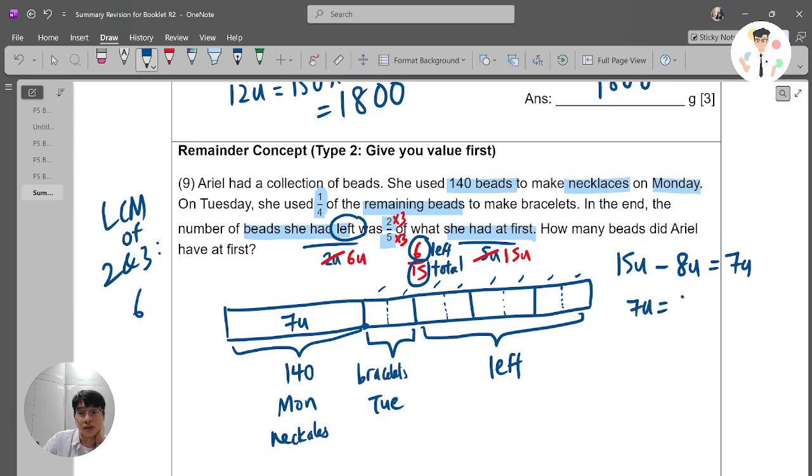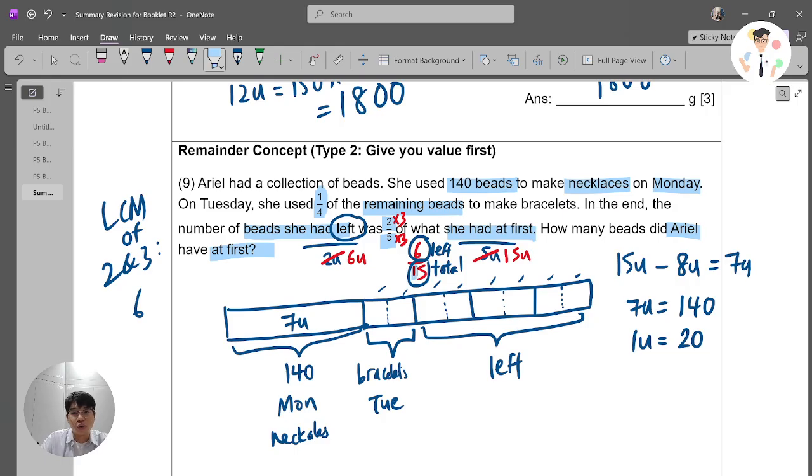So this is actually the 7 units. So 7 units is 140. If 7 units is 140, 1 unit is equal to 20. Very good. And once you find 1 unit is 20, everything is simple. Last part. How many bits did Ariel have at first? Means at the beginning, how many do we have? And this is what we need to now count everything.